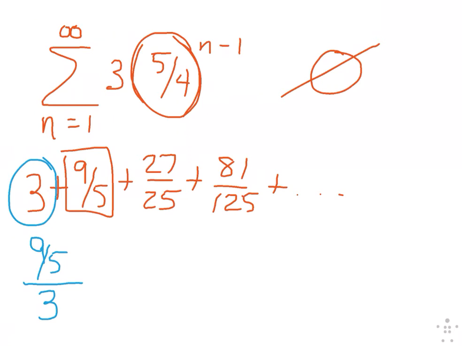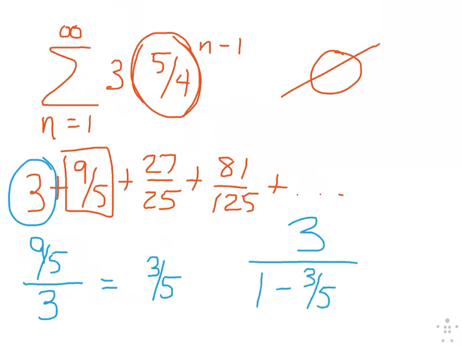What is 9/5 divided by 3? 3/5, or 0.6 if you want to have it as the decimal. It doesn't matter. So is that possible for us to continue? Yes. What's A1? 3 divided by 1 minus 3/5, or 1 minus 0.6. I don't care if you have it as a decimal or a fraction. I'm giving you the option. 1 minus 3/5, since you told me it was 3/5, is 2/5.